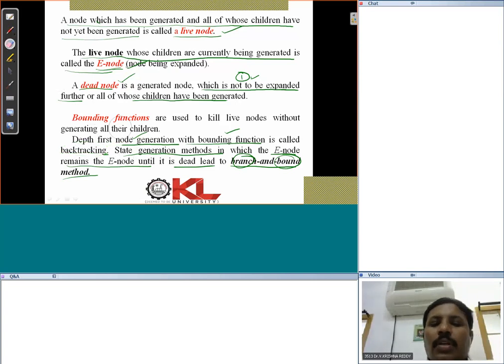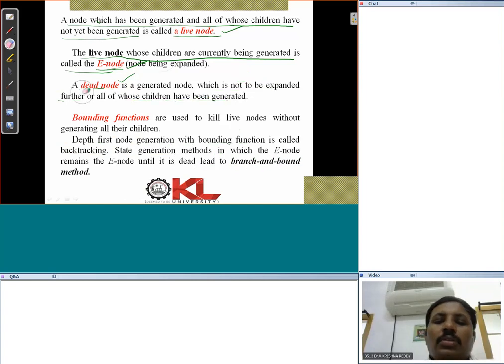We discussed the bounding function, live node, E node, and dead node. If you have any doubt, please type in the chat box. Otherwise, we will move to the next topic.